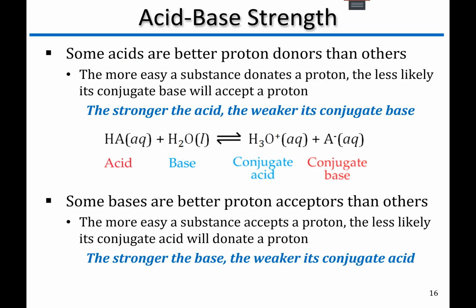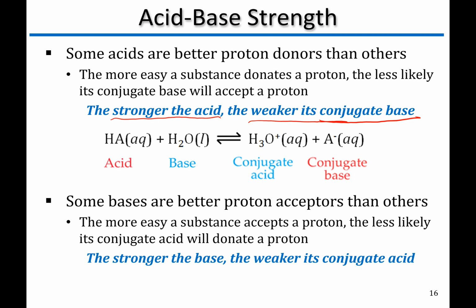Okay, so what about acid-base strength? We know that some acids are strong acids, some acids are weak acids, and we've heard of strong acids and strong bases. Here it says some acids are better proton donors than others. The more easily a substance donates a proton, the less likely its conjugate base will accept a proton. So in other words, the stronger the acid, the weaker its conjugate base.